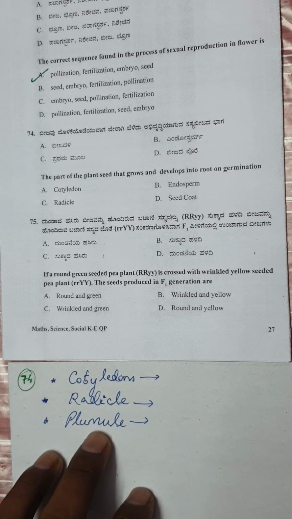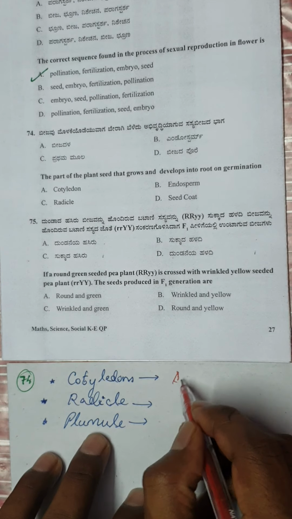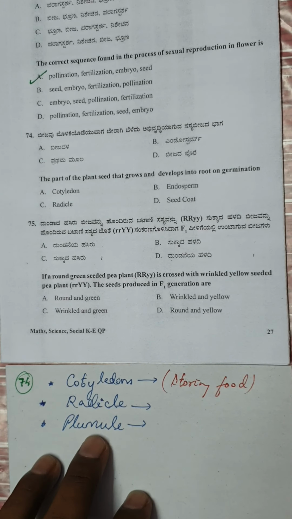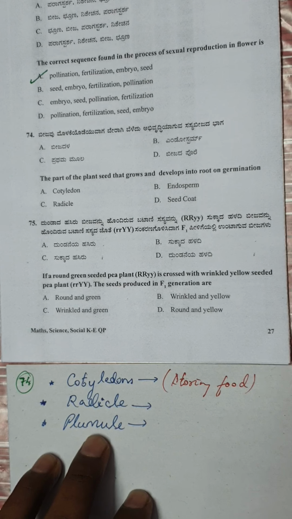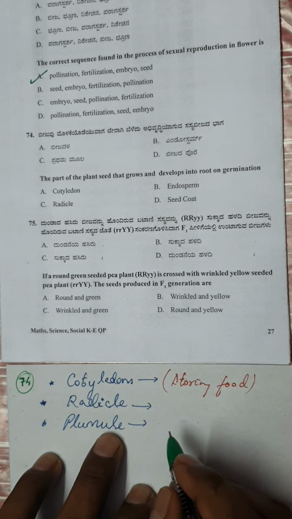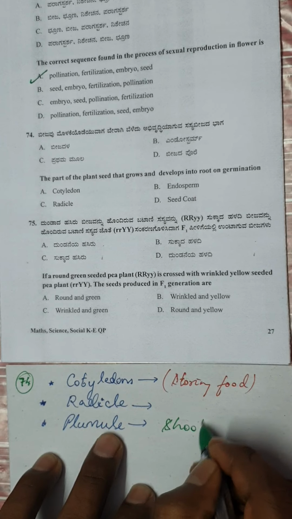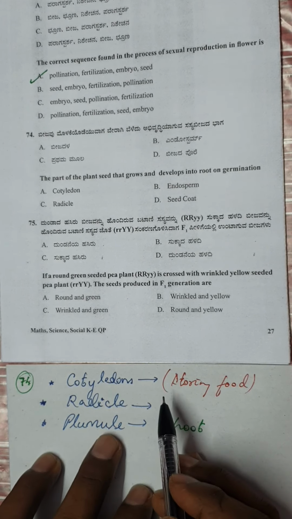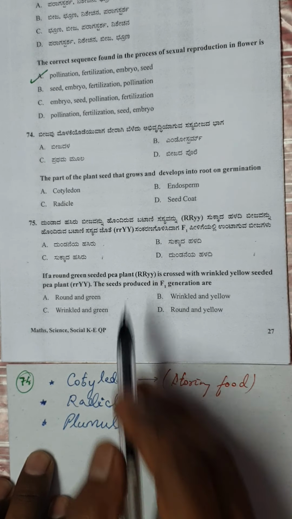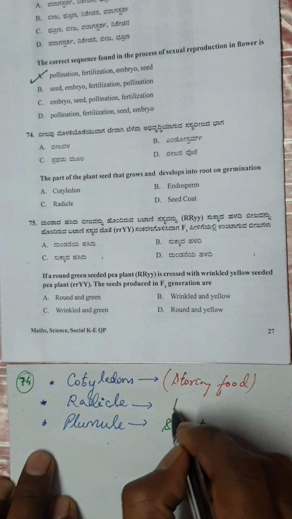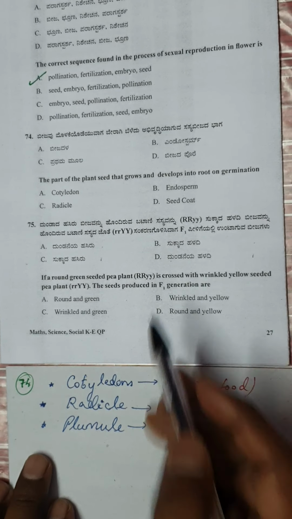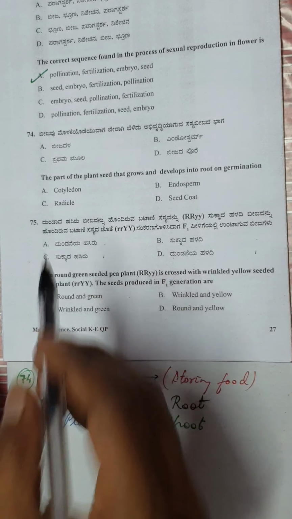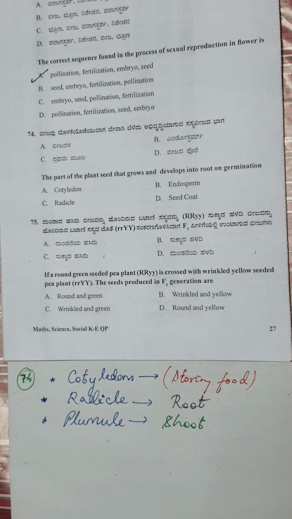Among these, we know the cotyledon will take care of storing the food, isn't it? And the plumule will develop into the shoot system. The required part is the radicle, which is the part of the plant seed that will develop into the root system. So the right option here, the part of the plant seed that grows and develops into root on germination, is option C, which is radicle.